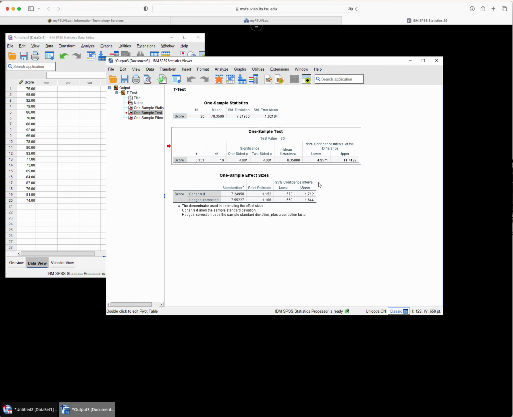Below that, we'll have the effect sizes. Cohen's d is probably the one that we're going to use, the standardized point estimate, and again, the confidence interval. So that is the one sample t-test.